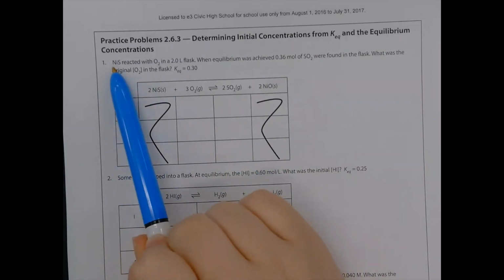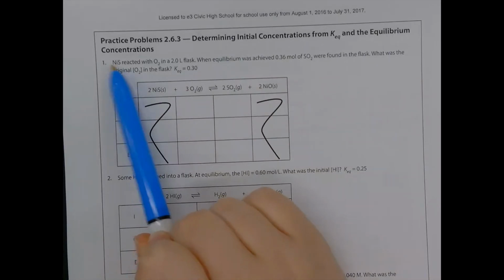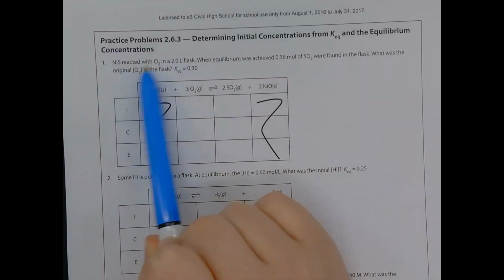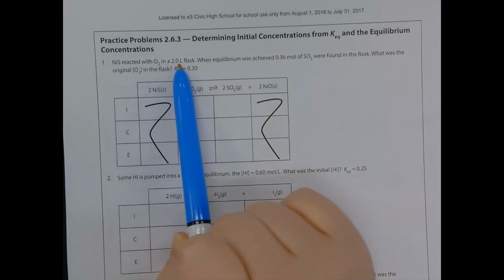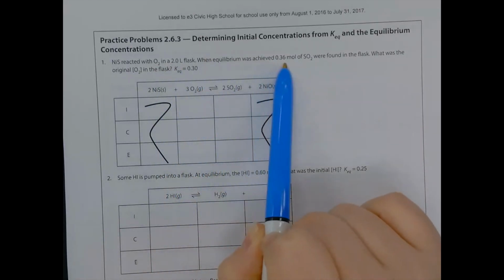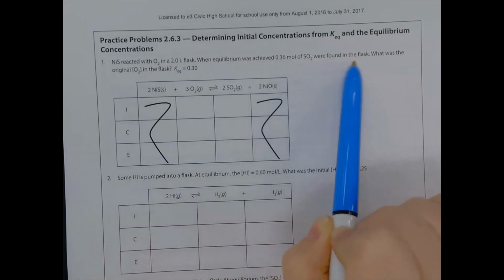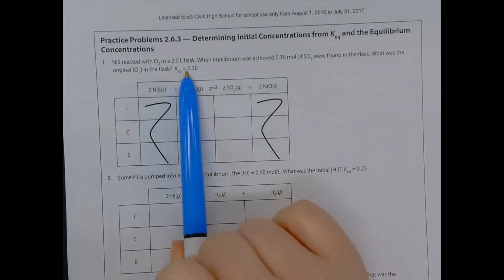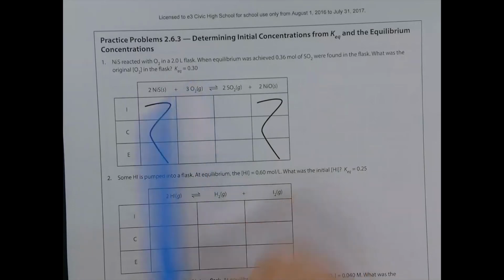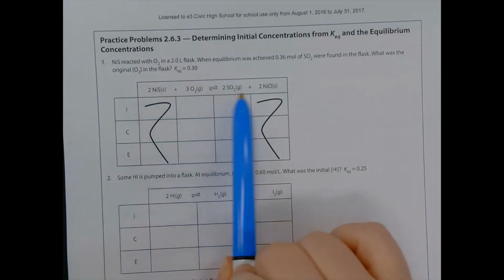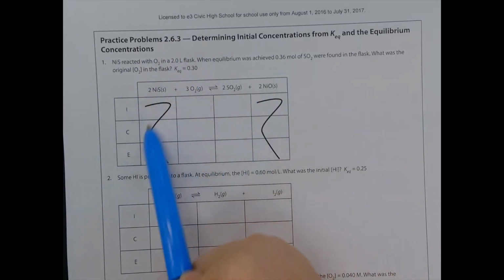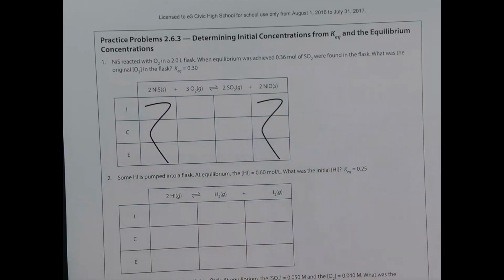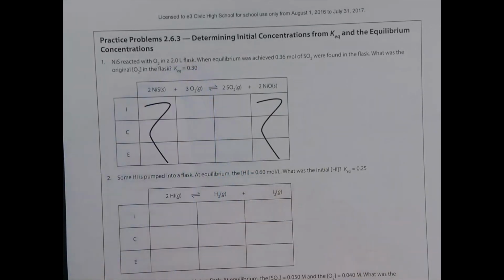This one says nickel sulfide reacted with oxygen in a 2-liter flask. When equilibrium was achieved, 0.36 moles of SO2 were formed in the flask. What was the original oxygen concentration in the flask? And Keq is 0.30. We've got our reaction written up at the top. Notice that they've scribbled out the solids, so we don't really care about those solids because they do not affect our equilibrium constant.